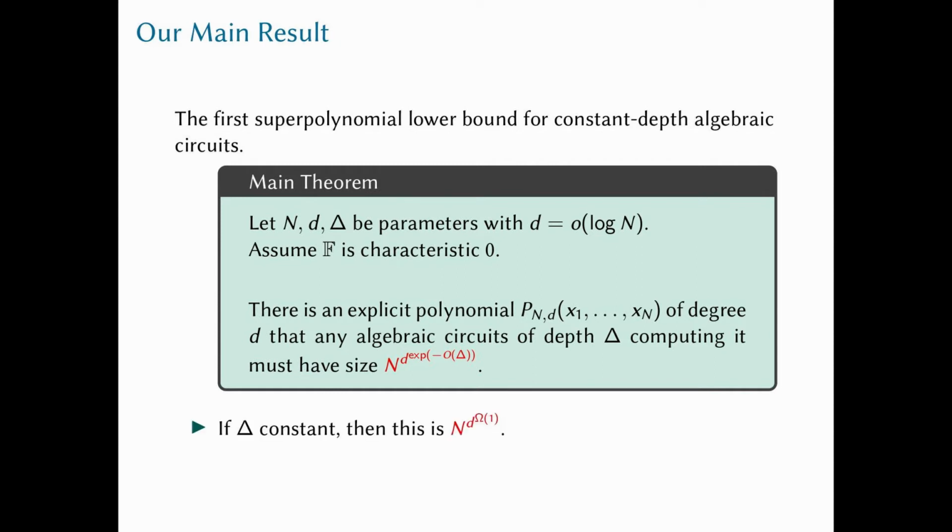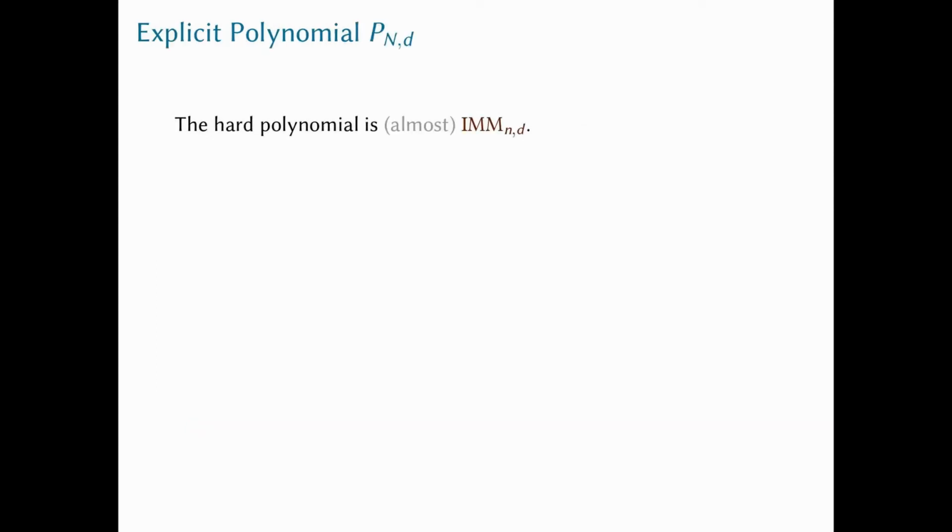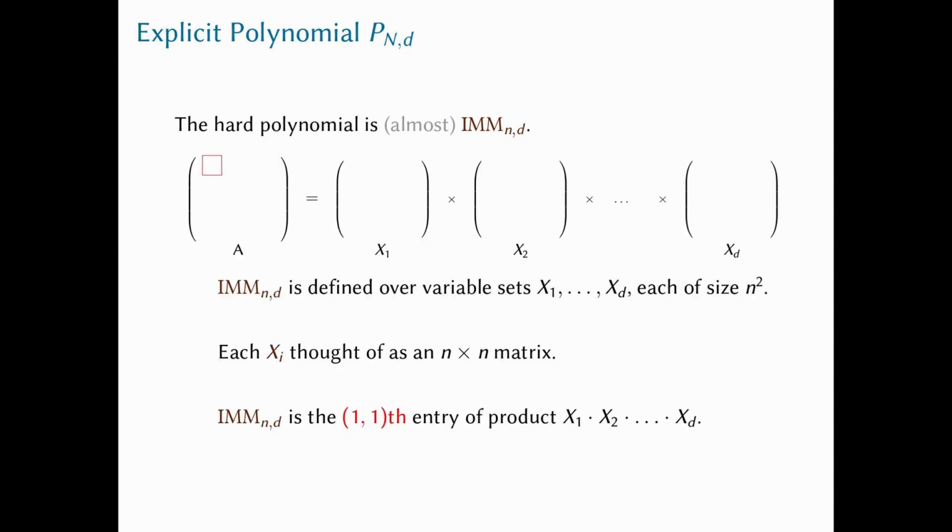In particular, when the depth delta is constant, it gives a bound in n to the d to the some constant. So what is the explicit polynomial P and D? In fact, our R polynomial will be IMM. What is IMM? IMM stands for iterated matrix multiplication. So let's take D matrices.